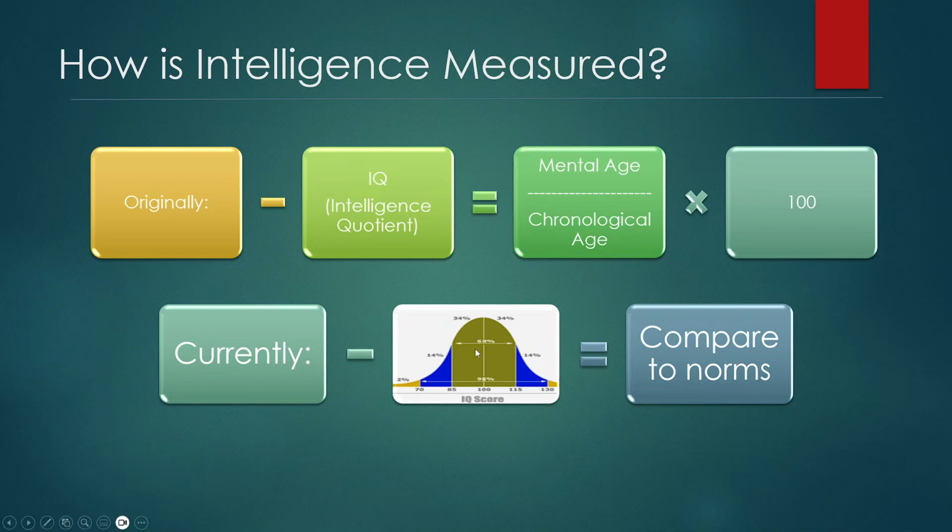Now you'll notice there's this blue area here that's between 70 and 85, and then between 115 and 130. That's one more standard deviation away from the mean. So if we go one more standard deviation, so we go 2 below to 2 above, we end up with 98% of the population falling within that range. So the vast majority of people fall within 2 standard deviations away from the mean.